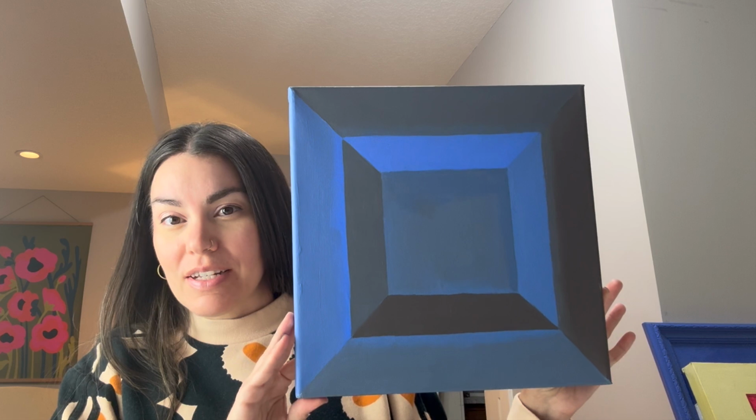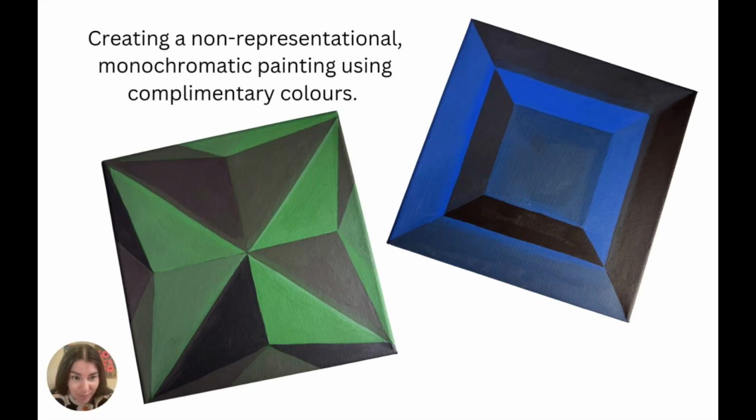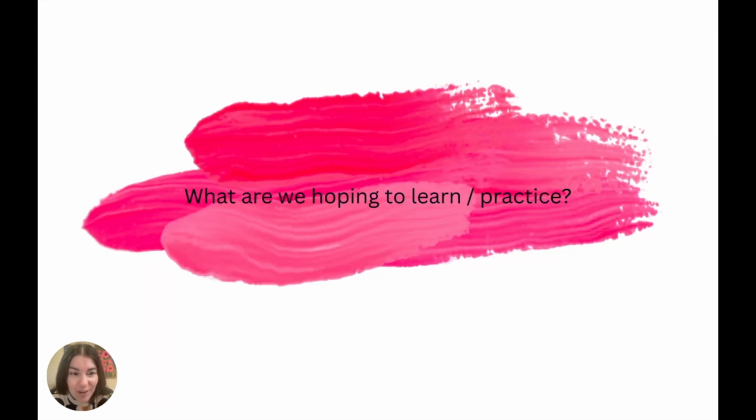In this video, I'm going to show you the process of creating our non-representational color theory composition with two complementary colors. What are we actually doing for this project? So we're creating a non-representational monochromatic painting using complementary colors. And what are we hoping to learn or practice by doing this?